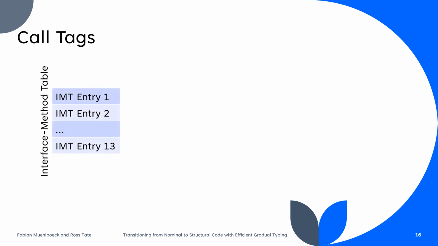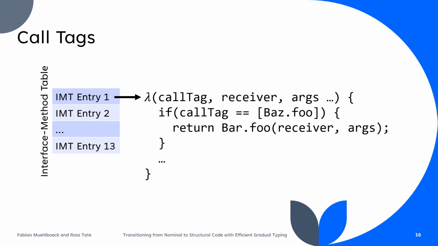To support imposing interfaces onto structural objects, we use a technique we call call tags. These are an extension of an existing technique to support efficient interface method lookup called interface method tables. An interface method table is essentially a small hash table whose keys are combinations of interfaces and methods. These keys are also our call tags. The entries in the table are functions that, in addition to the receiver of a method call and the normal arguments, also expect to be given the call tag. A nominal class simply uses the call tag to find the method implementation that implements the particular interface method combination.